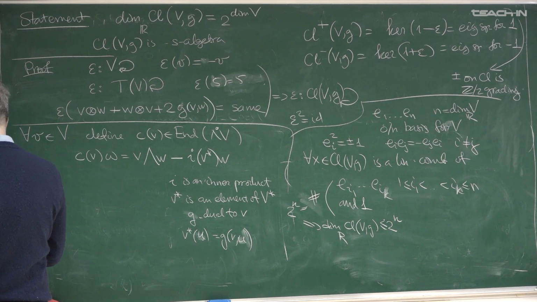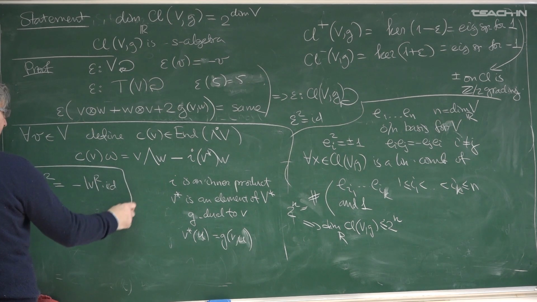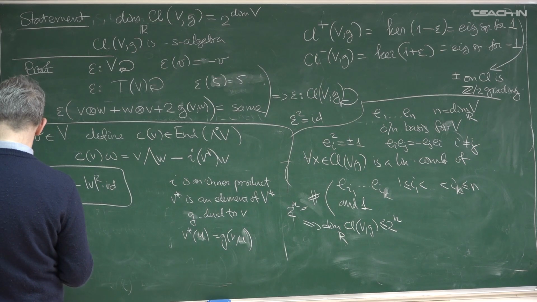So, exercise. Calculate what happens if you take the square of this operator. It will be minus v squared times identity. I guess you already saw this formula. It's the symbol of the Dirac-type operator, or the symbol of a generalized Laplacian. Very good.